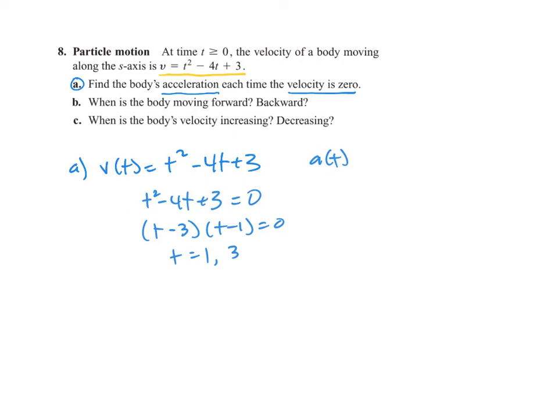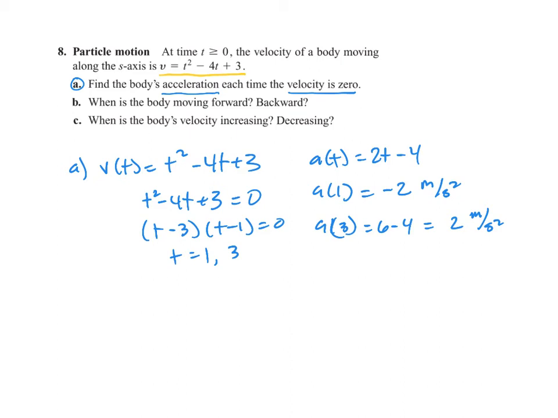A of t is the derivative, which would be 2t minus 4. So I want to do a of 1, and that would be 2 minus 4, which is negative 2 meters per second squared. Actually, I don't know if this is meters and seconds, but I'm going to make the assumption when they don't indicate it that we're doing meters and seconds. And the acceleration at 3, a of 3, is going to be 6 minus 4, which is positive 2. So that's 2 meters per second squared.